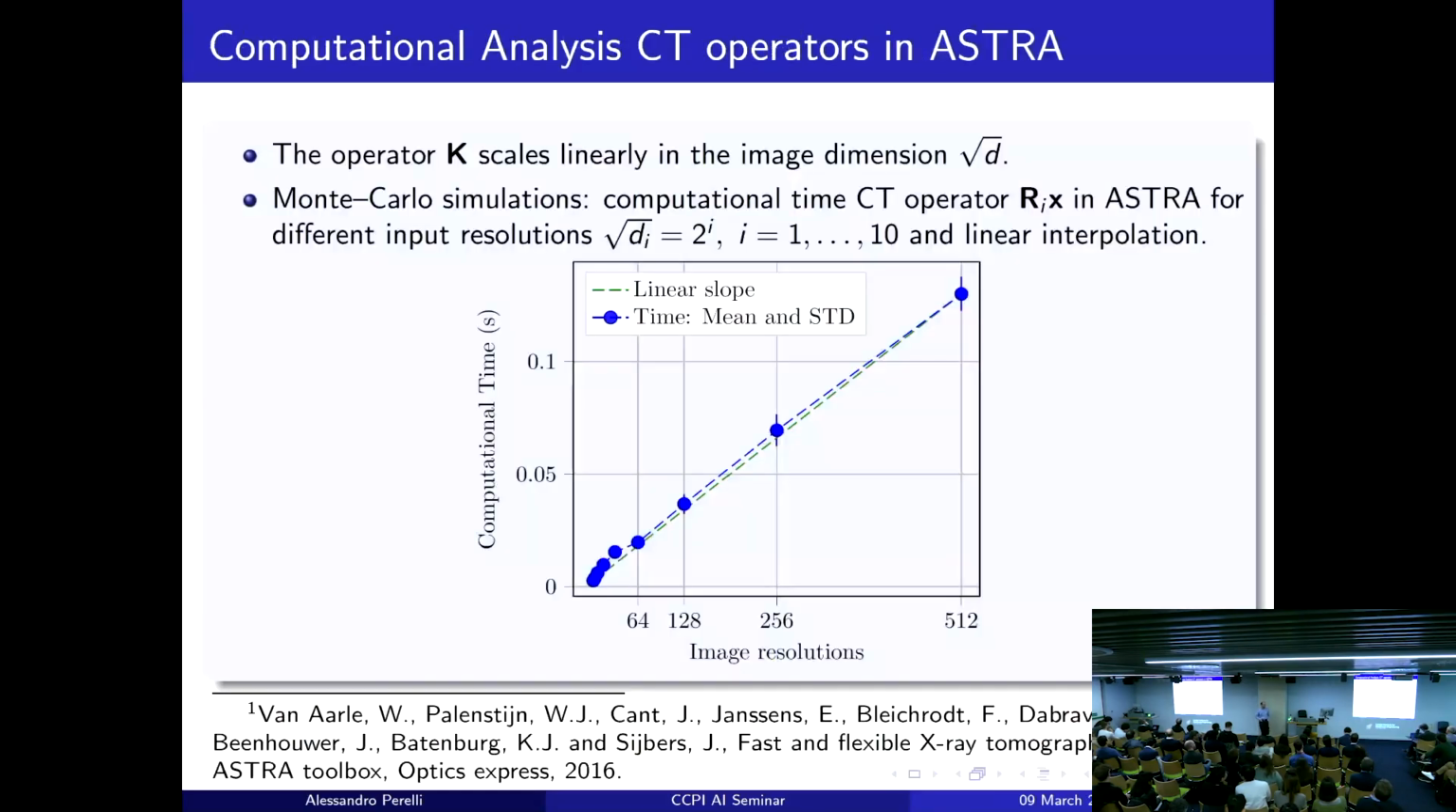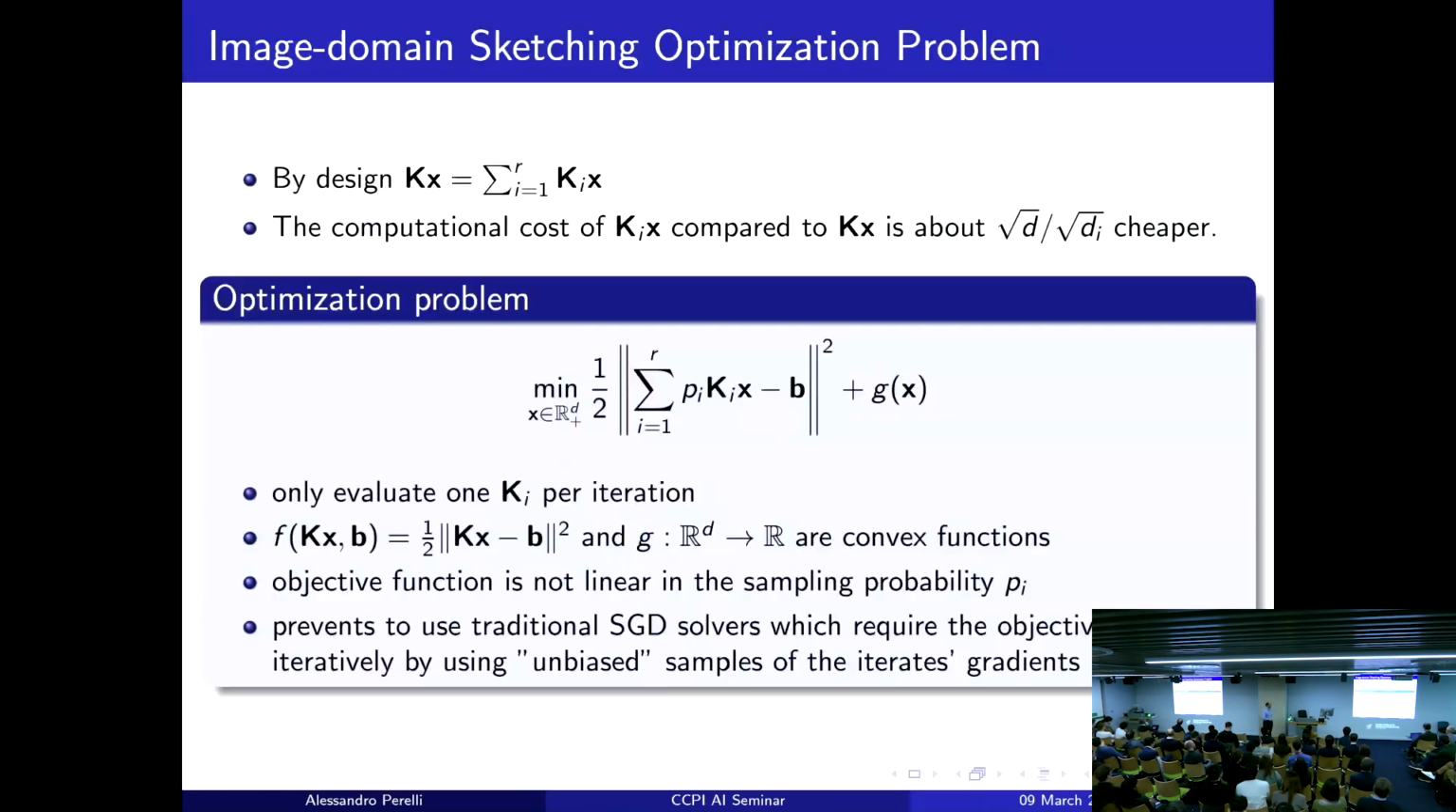Now, why are we interested in this? In this example, I will concentrate on CT reconstruction. So we use the Astra operator, and for a 2D fan beam geometry, we run a simple Monte Carlo simulation. Here on the x-axis, you have different image resolutions, and on the vertical one, you have the computational time. So you see a quite nice linear fit between input dimension and complexity. This explains why we are interested in using low resolution operators to make fast iterations.